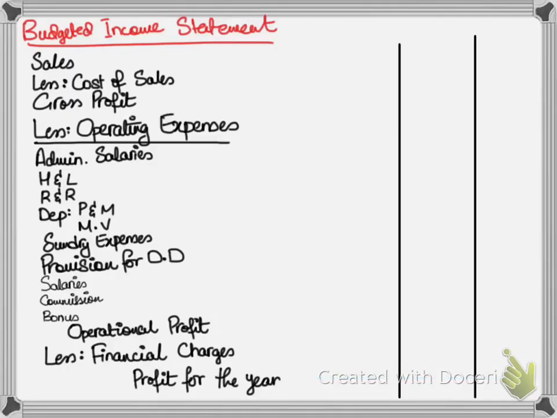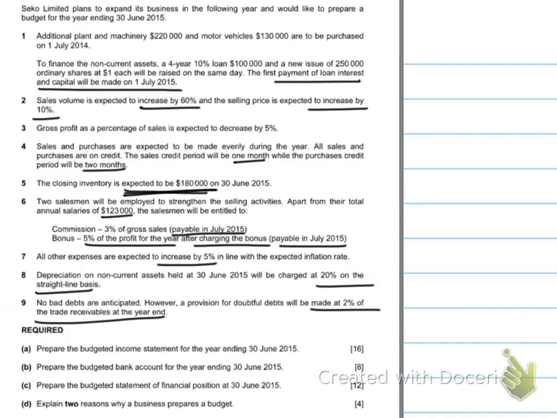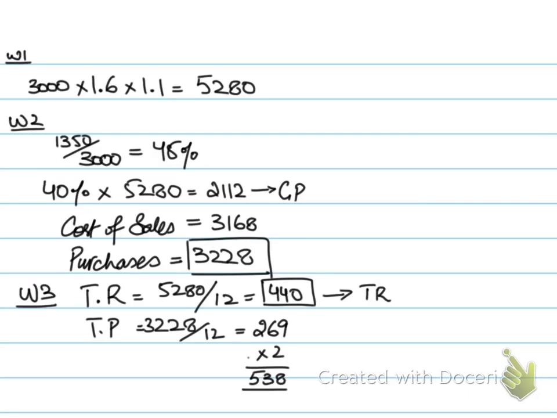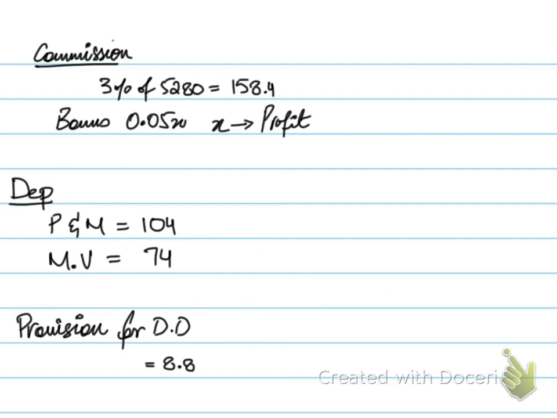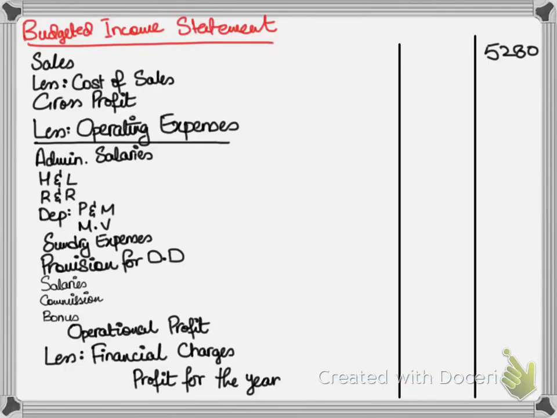I'll just make the income statement. So sales. The sales will be 5280 less the cost of sales. The cost of sales I calculated to be 3168. So 5280 less 3168 gives me 2112 gross profit, less operating expenses. So operating expenses, I've already done the math over here.